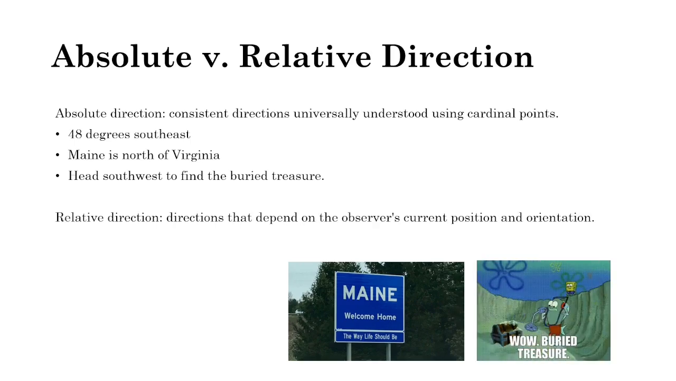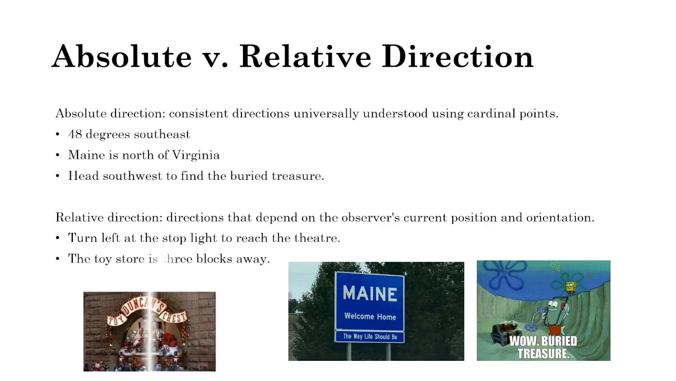Relative direction is another description. It's based off the observer's current position and orientation. So if I move 20 miles, my relative direction may change. So you could say turn left at the stoplight to reach the theater. You're not saying turn west because turning left depends on where you are. You could say the Toy Store is 3 blocks away. Blocks are not a set measurement unit. They're not like miles or kilometers. They vary where you are. Some blocks are bigger than others.